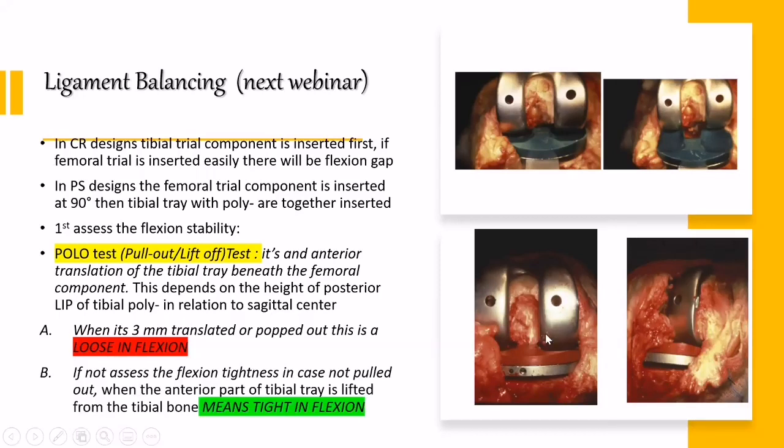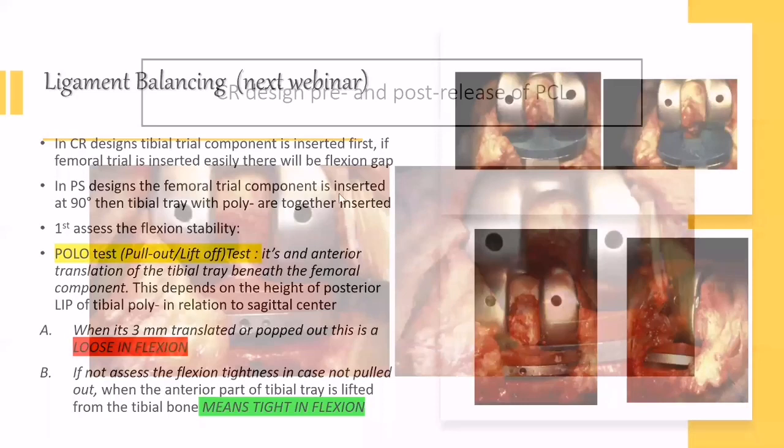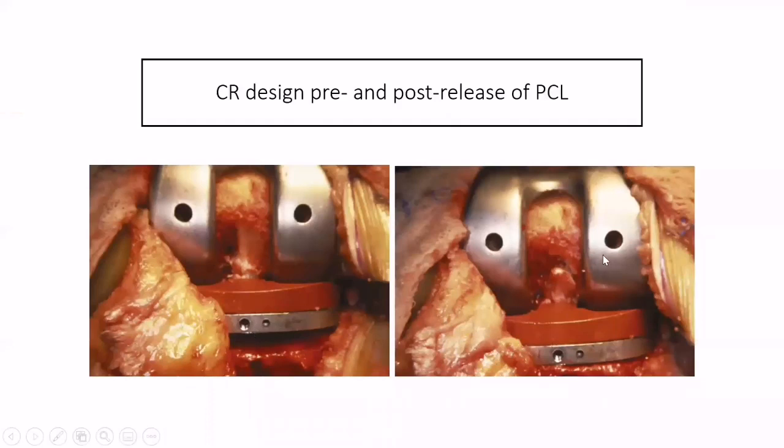If it is not, then we assess its tightness. If the pull-out cannot be moved away, then you can see how the tibial tray lifts off anteriorly. This is because the lifted part from the lip of the polyethylene is seated along the femoral component. And this means it is tight in flexion. So in the CR design, as you can see here, this is a lift off, and after releasing the PCL, there is no lift off.